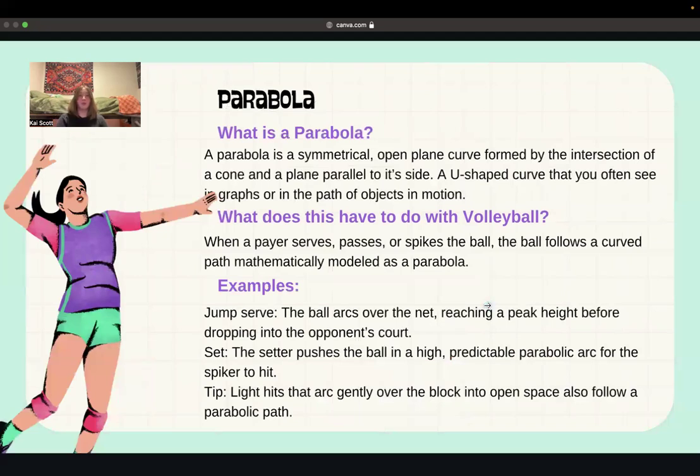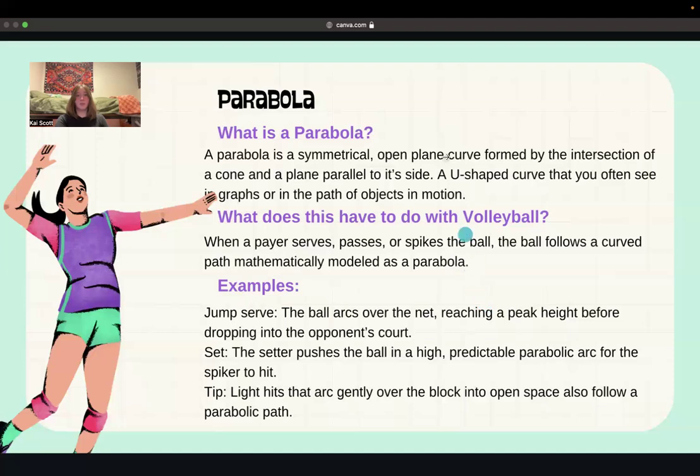The parabola. What is the parabola? The parabola is a symmetrical, open plane curve formed by the intersection of a cone and a plane parallel to its side. A U-shaped curve that you often see in graphs or in the path of objects in motion. What does this have to do with volleyball? When a player serves, passes, or spikes, the ball follows a curved path mathematically modeled as a parabola.